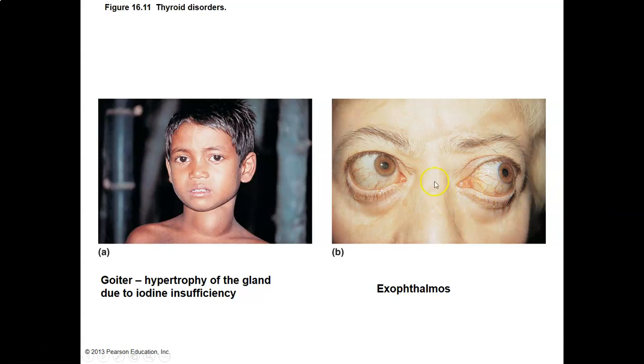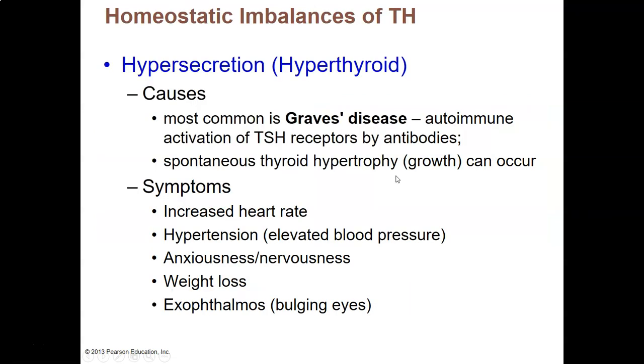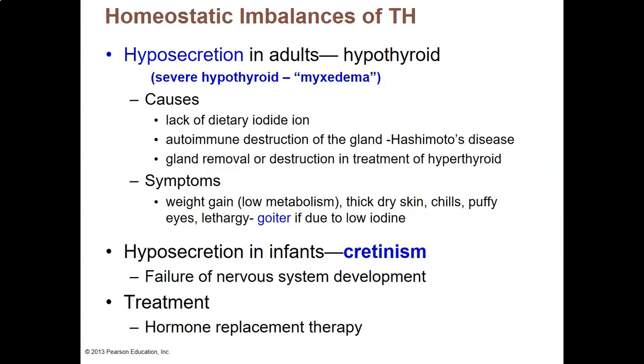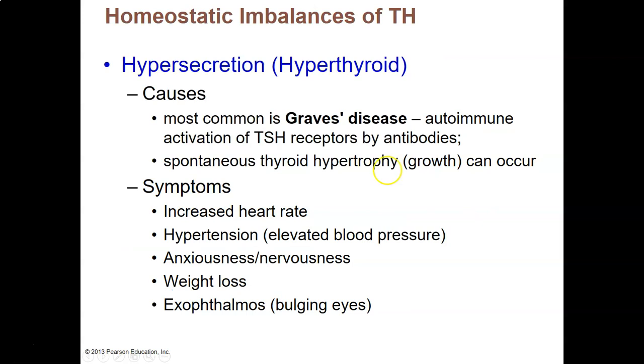Hyperthyroid, one of the hallmarks of hyperthyroid is exophthalmos. Now we haven't come to that. Oh, I skipped over this slide to get to the goiter, I guess. I didn't even notice I did that. Oh no, here we are.